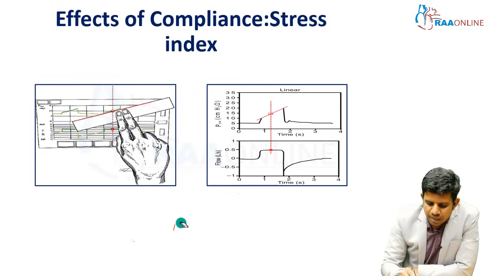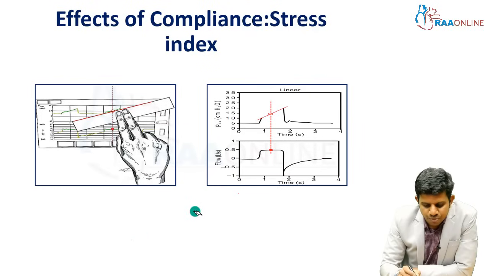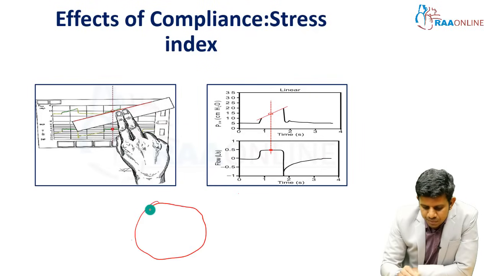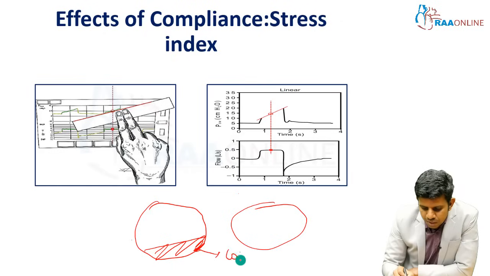What happens in this normal lung? When the patient has ARDS, we all know there is the sponge lung concept. This is aerated lung, this is aerated lung. Normally some part of the dependent alveoli will be collapsed. This is collapsed.